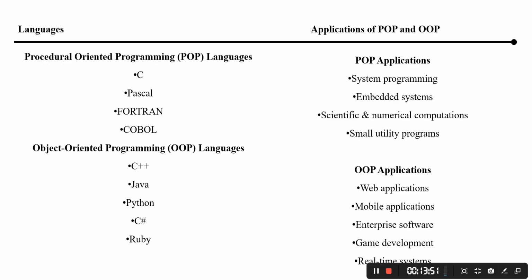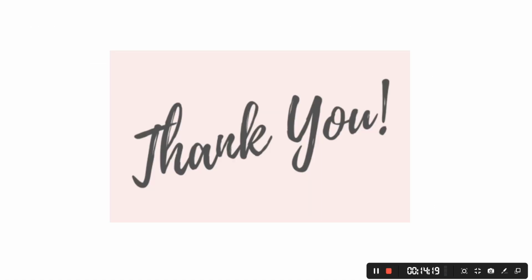Applications of procedure-oriented programming and object-oriented programming. Several applications are there, mainly system programming, that is for operating systems, system utilities, and so on, embedded systems, scientific and numerical computations, and small utility programs. Object-oriented programming applications, mainly for web applications, mobile applications, and for enterprise software, game development, and real-time systems.